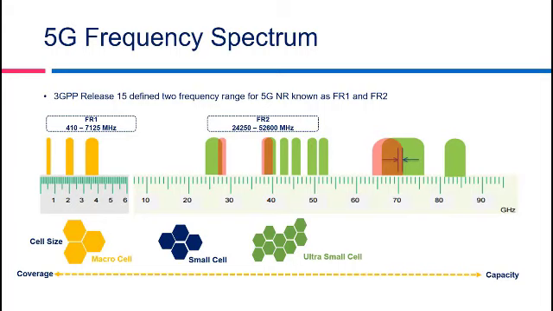And as we go with the higher frequencies, the cell size shrinks. If we see the green color, the green color basically represents the millimeter waves, and in the millimeter waves the cell size becomes very small. But the benefit with the millimeter waves is we have larger bandwidth, and with the larger bandwidth we can get the large capacity.